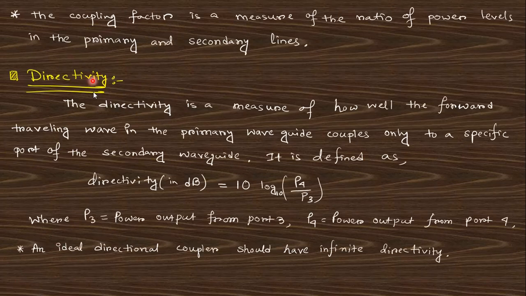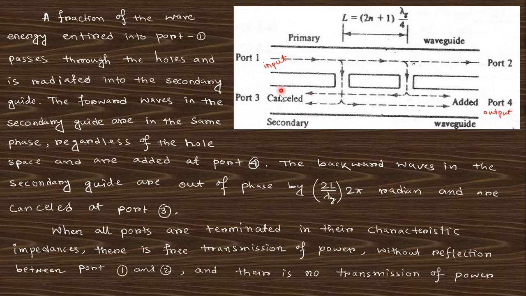This is measured by the quantity 10 log 10 of P4 by P3. In the ideal case, P3 must be 0, so the directivity of the directional coupler will be infinity in the ideal case. Otherwise, there will be a finite value. That means when the directivity is larger, the output power will be the maximum, and P3 will be cancelled out.